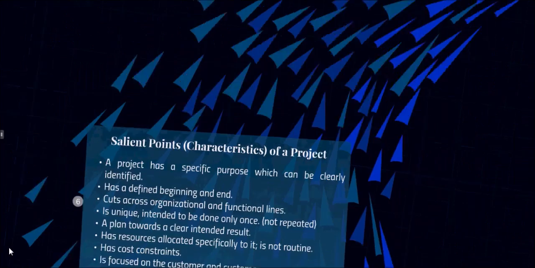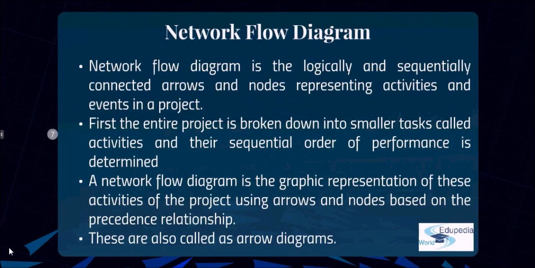Alright, so now let's move on to network flow diagram and see what is a network flow diagram. Well, a network flow diagram is the logically and sequentially connected arrows and nodes representing activities and events in a project. It's basically a diagram which uses various arrows and nodes to represent the sequential activities of a project.